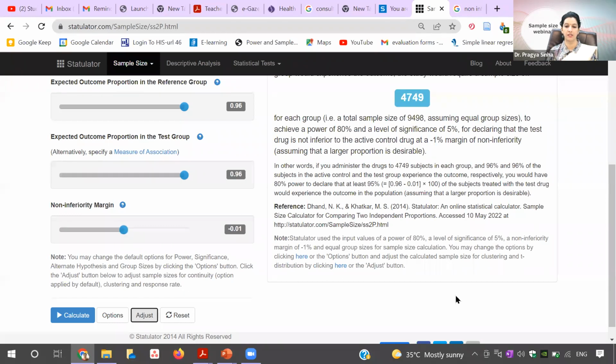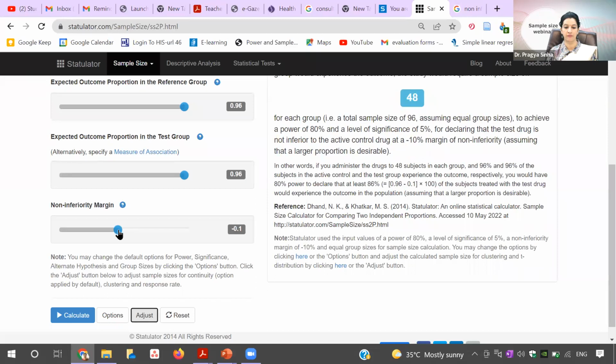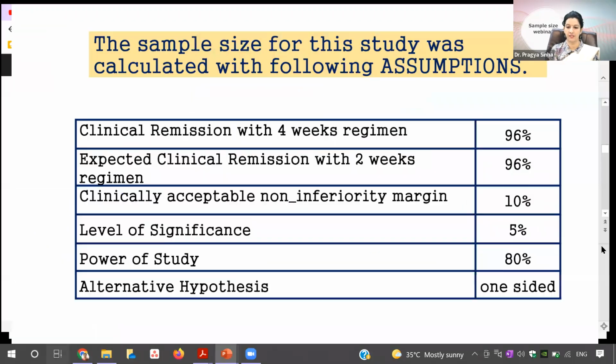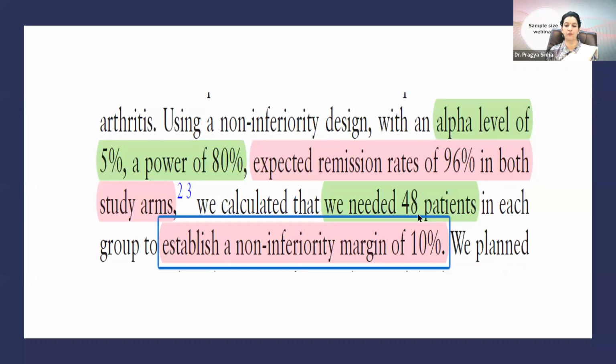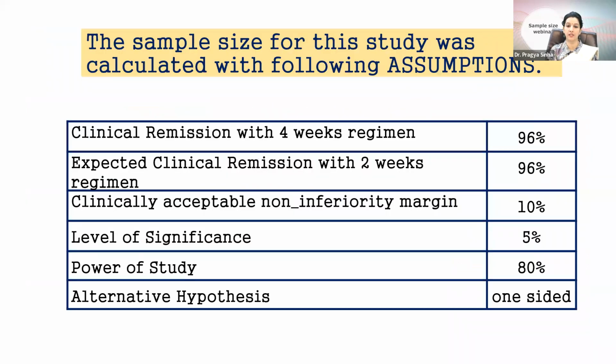Sorry, 10% will be 0.1. It will not be 0.1%, it will be 0.1. I often make this mistake. So this will be 0.1. You can see the required sample size is 48. And if you see this, they have calculated 48 patients in each group. So that's how we can use the statulator. But again, you have to uncheck the continuity correction.